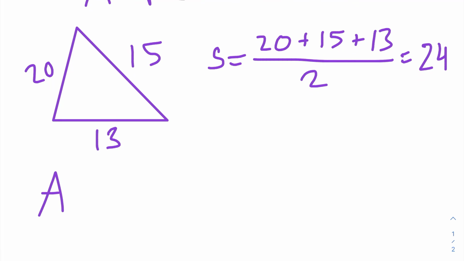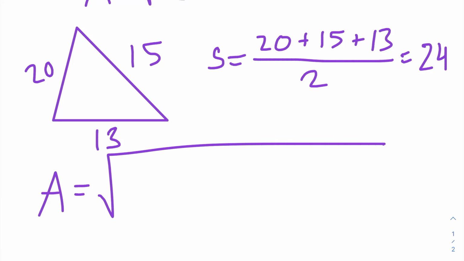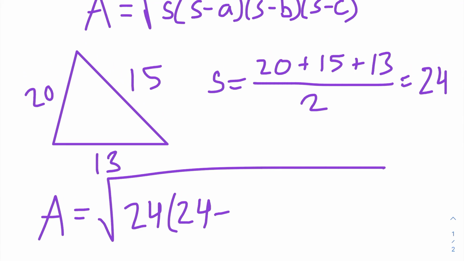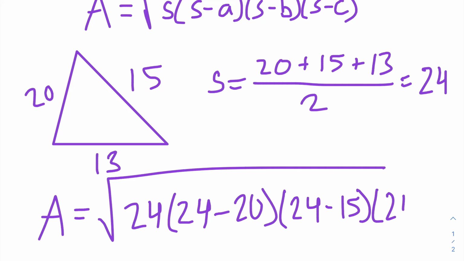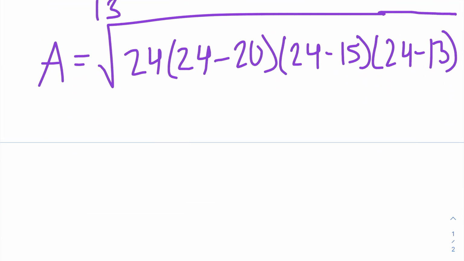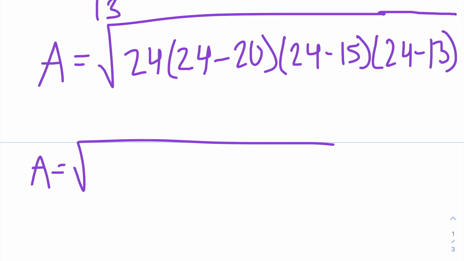So the area of our triangle is equal to the square root of 24 times 24 minus 20, one of our side lengths, times 24 minus 15 times 24 minus 13. Now we just have to simplify. A is equal to the square root of 24 times 4 times 9 times 11.